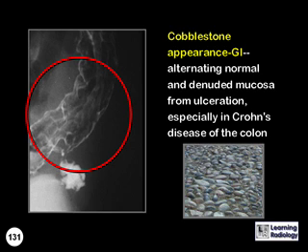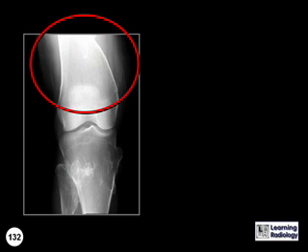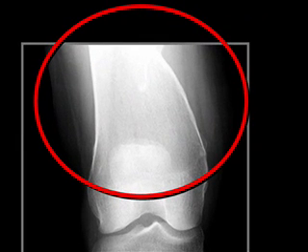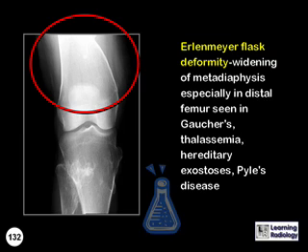What is the descriptive term given for this appearance? This is the Erlenmeyer-Flask deformity, representing widening of the metadiaphysis, especially in the distal femur, seen in bone-packing diseases such as Gaucher's disease, thalassemia, hereditary exostoses, which is what has occurred in this patient, and Pyle's disease.